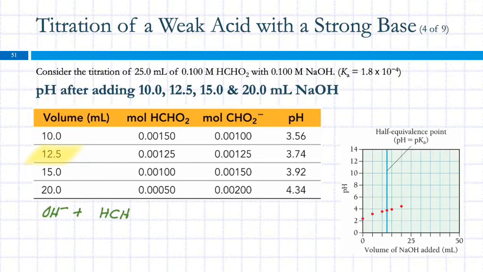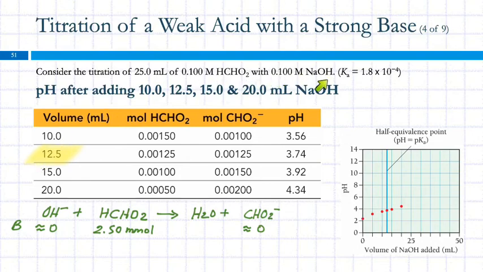We're going to be getting water and the conjugate base. So before we add anything, we have 25 milliliters times 0.1, or 2.50 millimoles of the acid, and none of the hydroxide and none of the conjugate base. And then adding 12.5 milliliters of 0.1 molar sodium hydroxide.